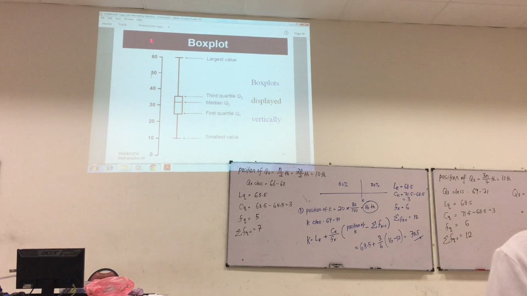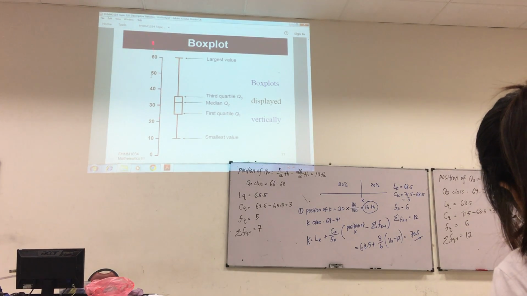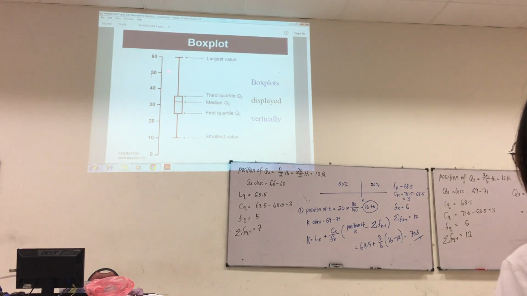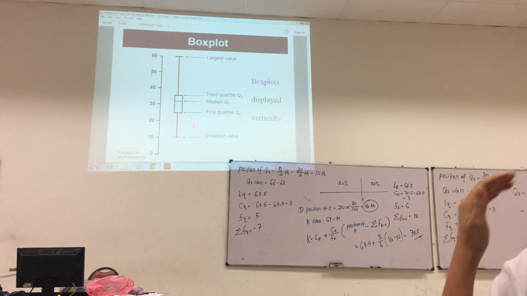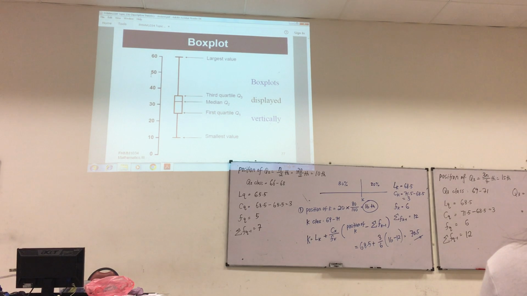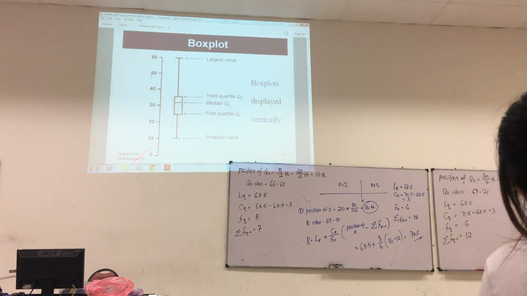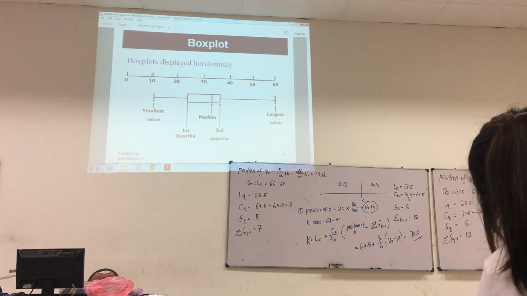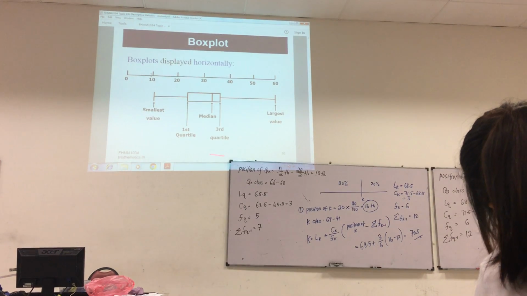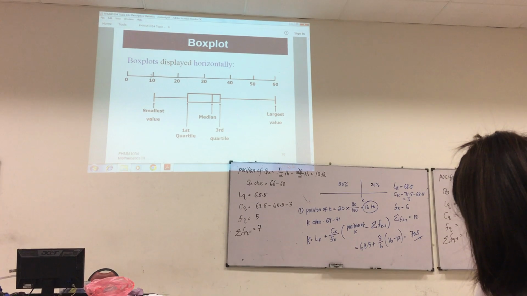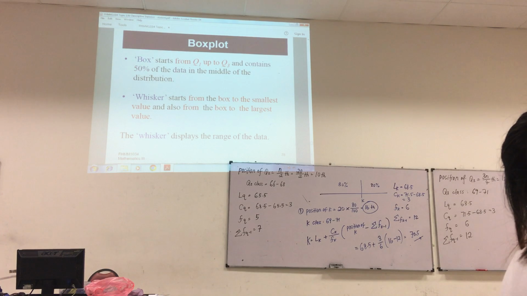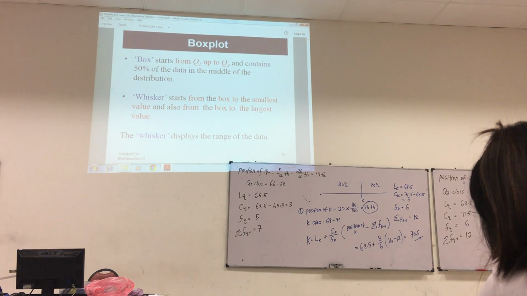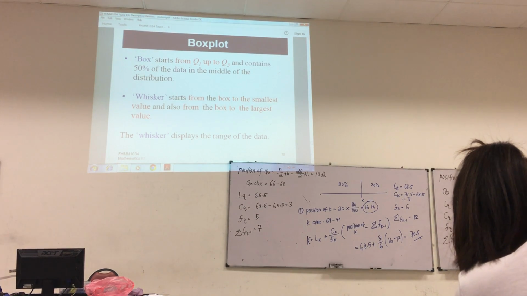Your scale is vertical, from the smallest to the biggest, from the bottom to the top. After that, we are going to draw our box plot from the smallest value to the biggest value. Alright? But usually in our practice, I will not ask you to draw this. So you just need to emphasize this part. Later when we go into the example, this is what we are going to draw.